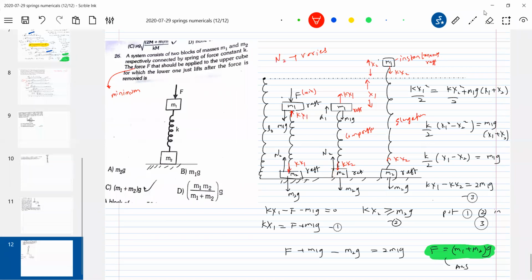Okay, if you check the book, there are around 100 numericals on springs, not just 1 or 2. Different sets of numericals are there. Almost maximum ideas I have covered. Now, what are the few conclusions?